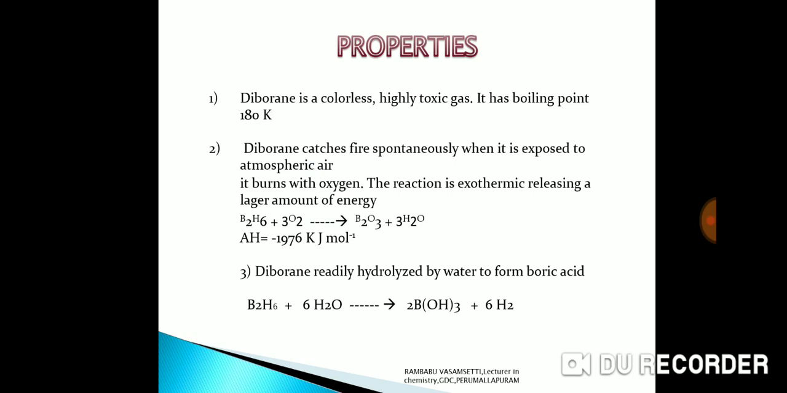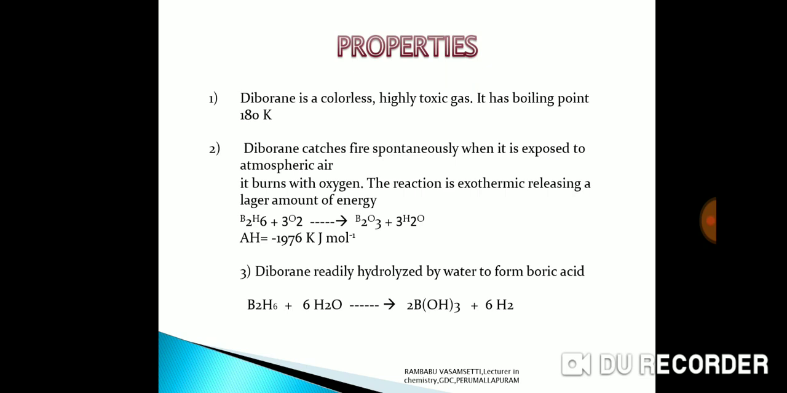Here, diborane is a colorless and highly toxic gas. It has a boiling point of 180 kelvins. Diborane catches fire spontaneously when it is exposed to atmospheric air. It burns with oxygen, and the reaction is exothermic, releasing a large amount of energy. That is, when 1 mole of diborane burns in oxygen, it gives 1976 kilojoules. It's a very huge amount of energy.